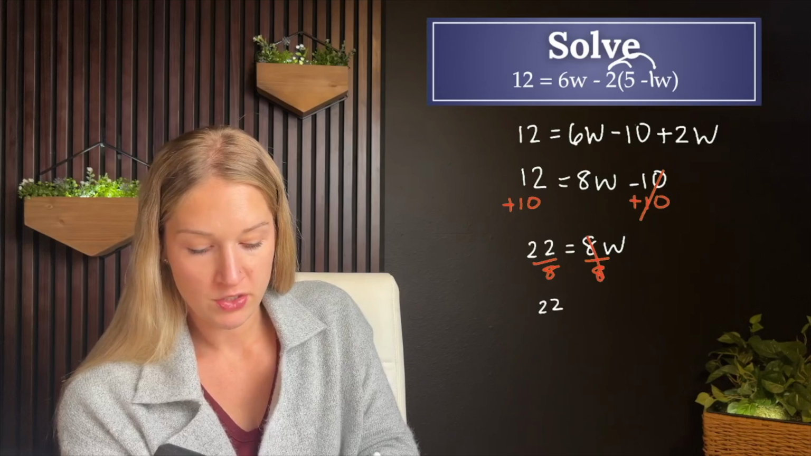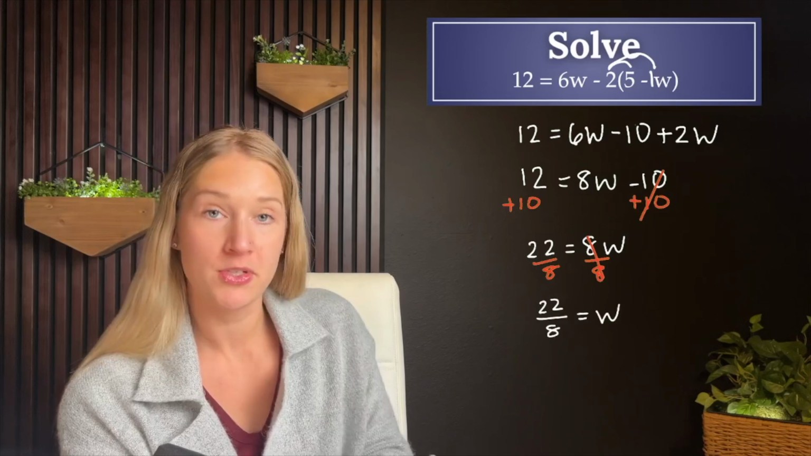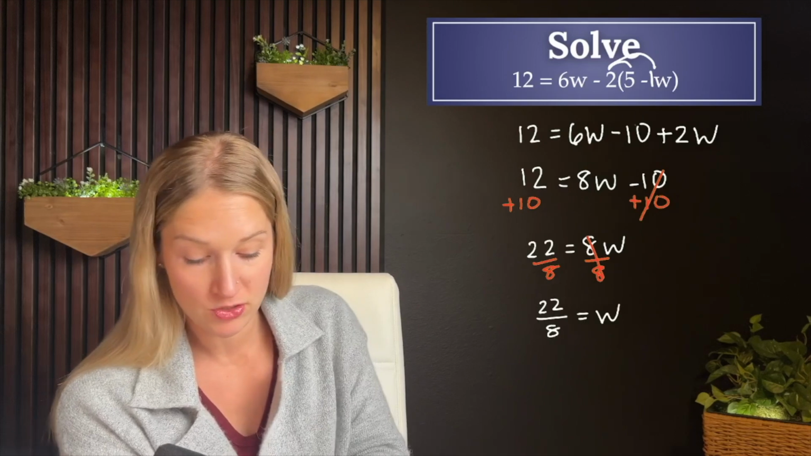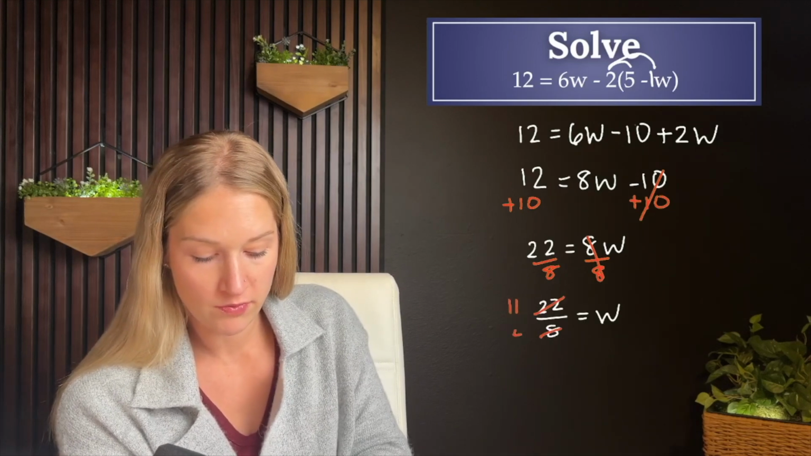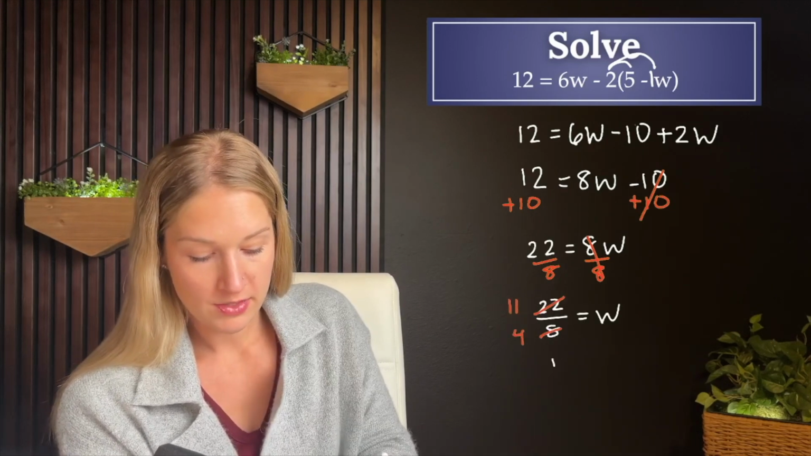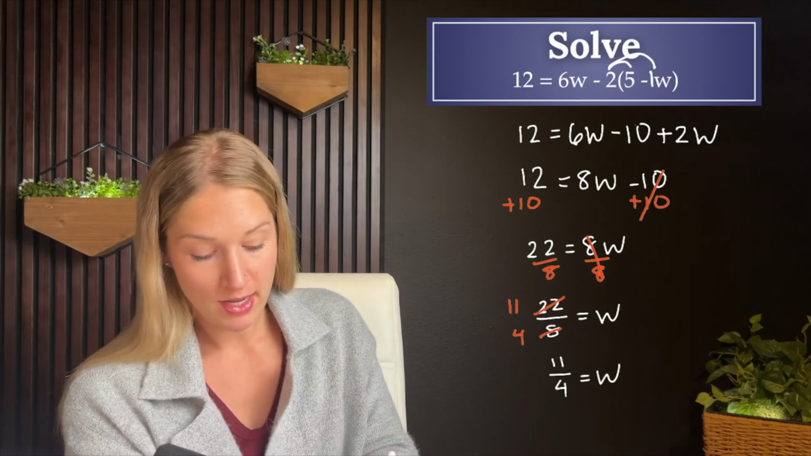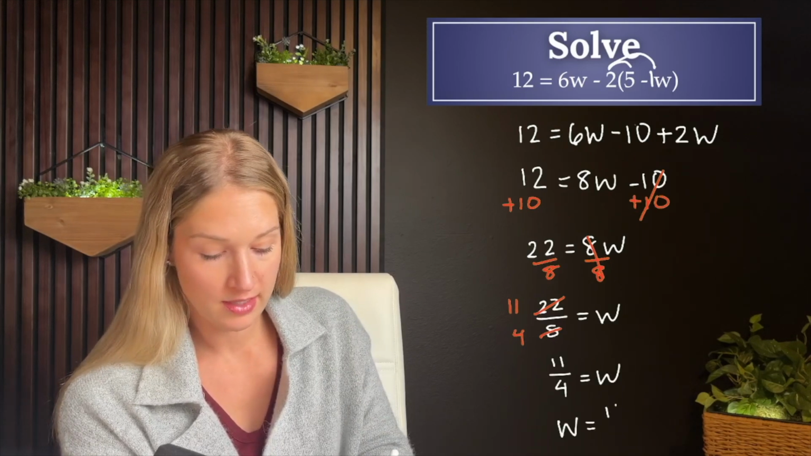I've got 22 over 8 is equal to w. Of course, we can reduce this. They're both even numbers, so at the very least, I can divide by 2, and I get 11 over 4. So that's as far as I can go because 11 and 4 don't have any common factors. So I would just say my solution here is 11 over 4.